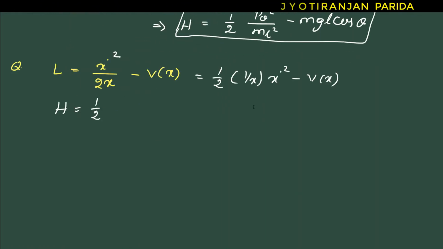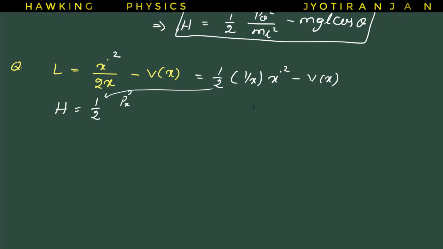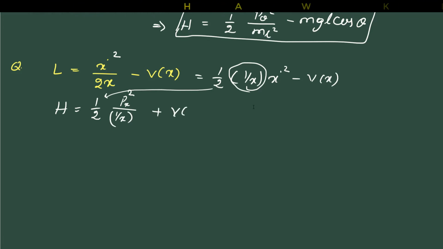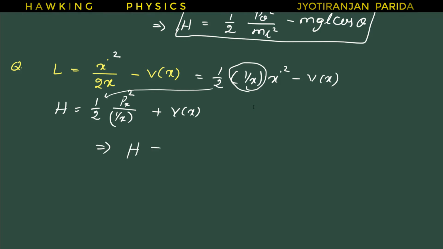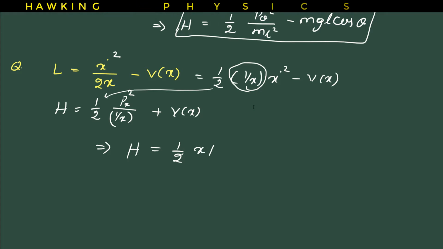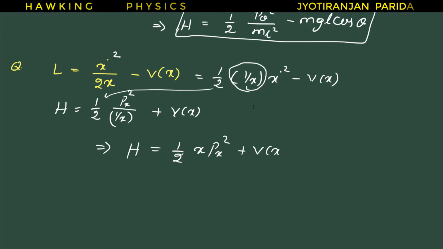You can get H equal to, just write half as it is. Then in place of x dot square, just write p x square by the coefficient of x dot square. Write in the denominator 1 by x. Yes or no? Then put a positive symbol and write down V of x. Here you can get H equal to 1 by 2 p x square by x plus V of x.